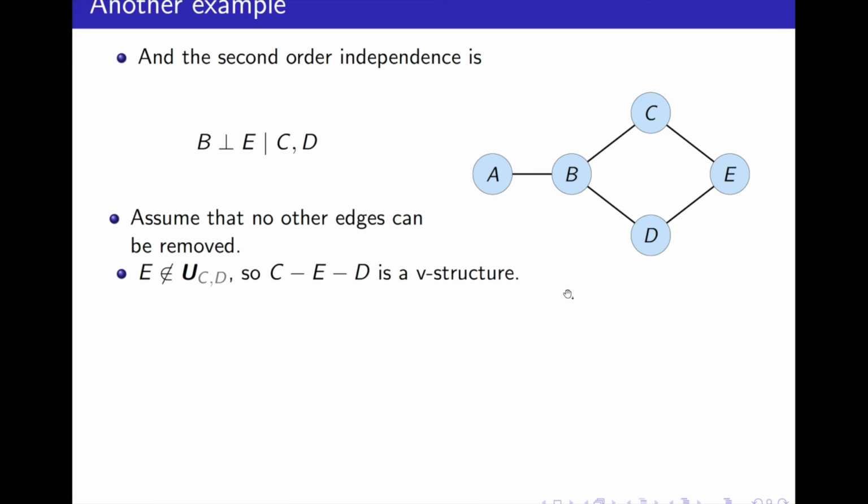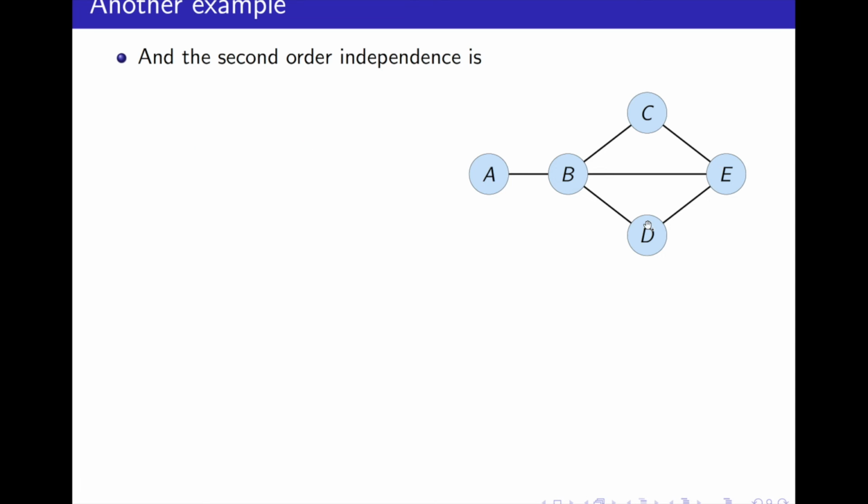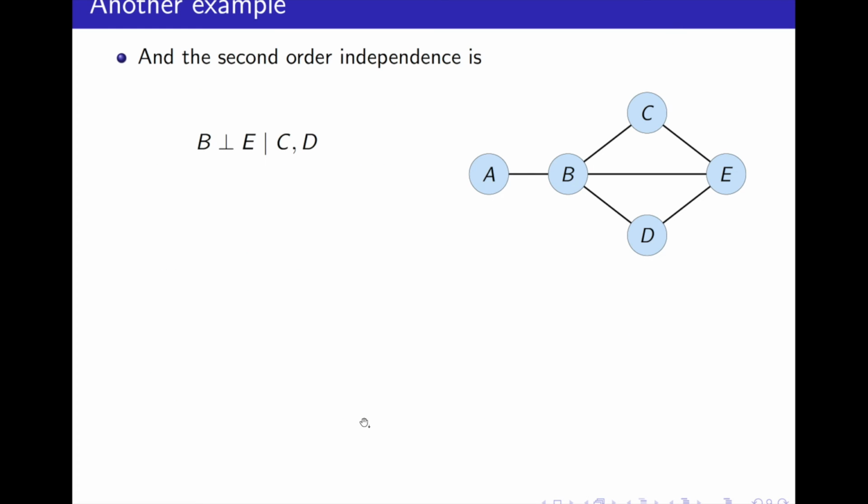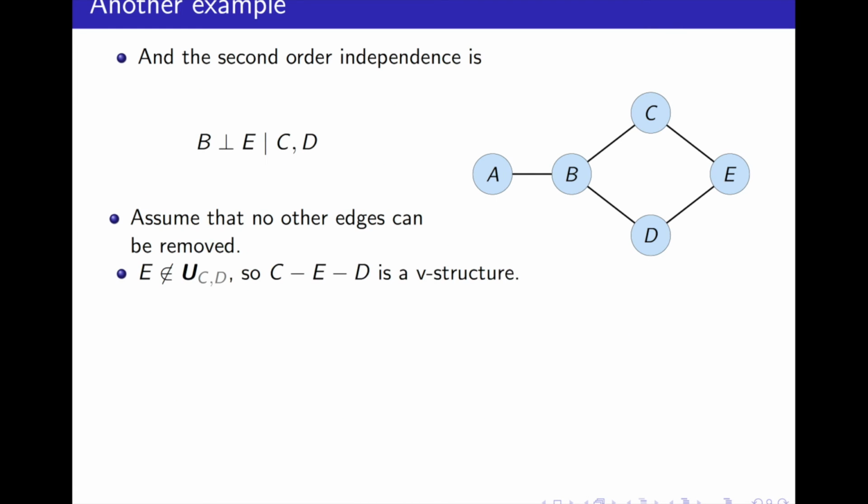Now how should I decide on the direction of the links? Well, I see that C-E-D here is a potential immorality, and E does not show up in the U that made C and D independent. This is evident from what we saw here. C and D became independent conditioned on B, not E. So here I should make this a V structure.